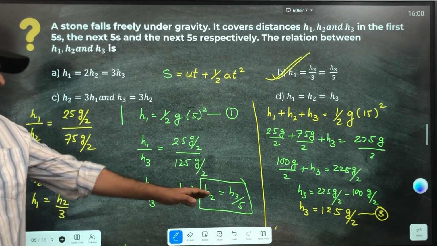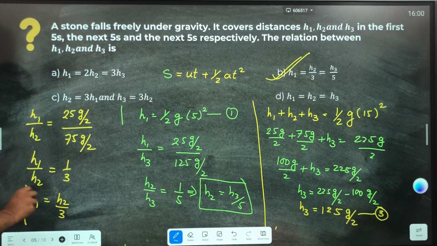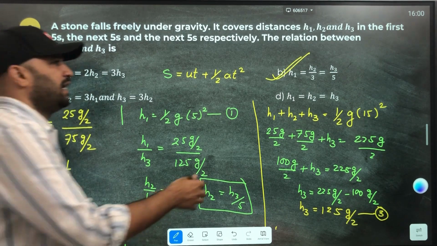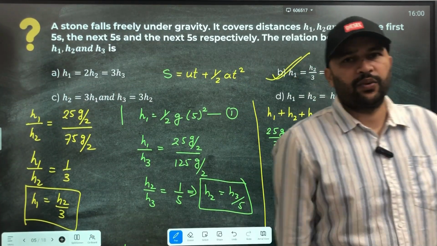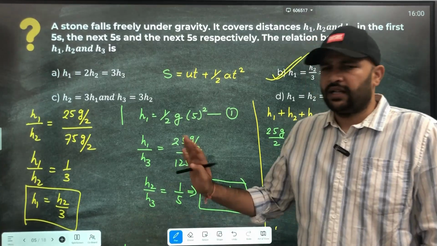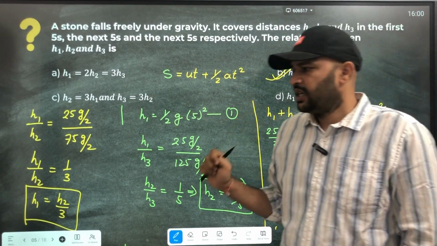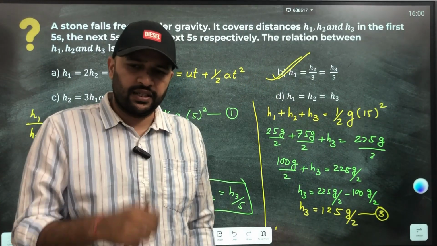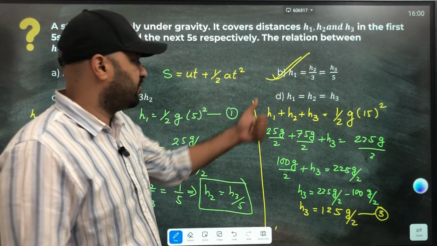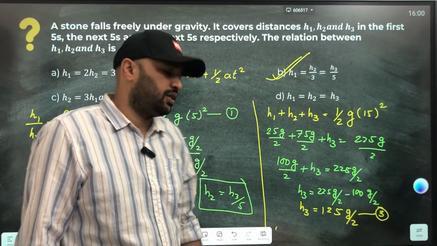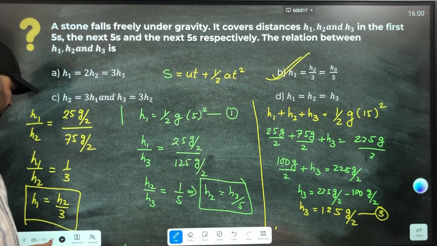This is h3 by 5 and this is h2 by 3. So we can equate all of them and we get our B equation, the desired equation. I hope this is clear, but better is to remember this. It will save you this much time in exams. I have given you this in the previous lecture. If you have watched that, you are already familiar with this ratio 1 is to 3 is to 5 is to 7. Let's move to our next question.